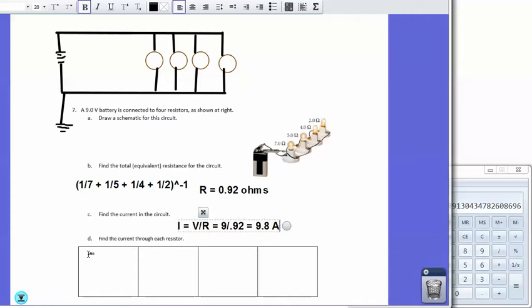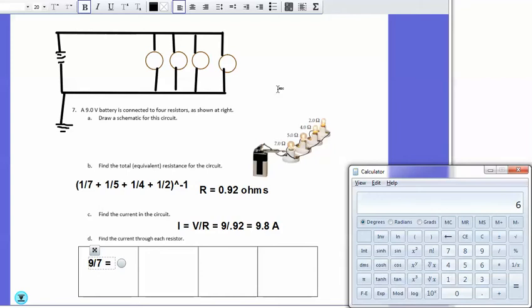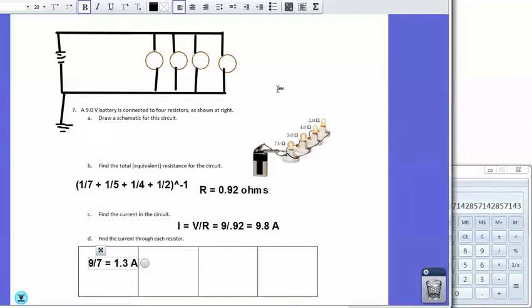So now we're going to find the current through each resistor. So again, we're going to use the V over R equation, and we're going to get an amp reading, and hopefully those amp readings will add back to the total current that we just found. So the current through each resistor, let's do this. Voltage is 9, so the first resistor will go in order. So the 7.0 resistor is going to be first. So 9 over 7, what does that equal? Use our calculator here, 9 divided by 7. And we'll go with 1.3 amps for the first resistor.